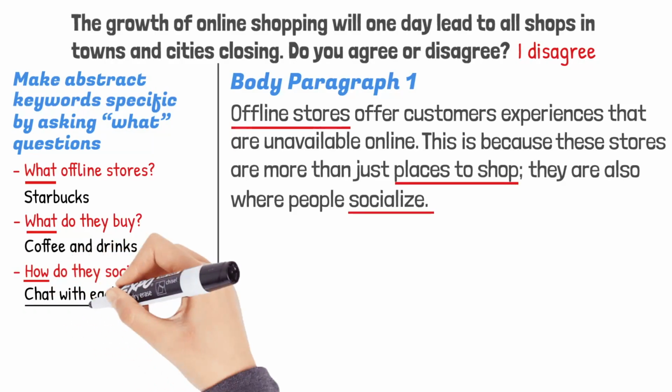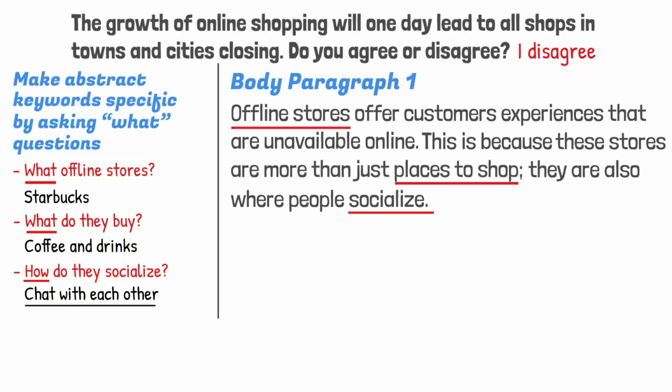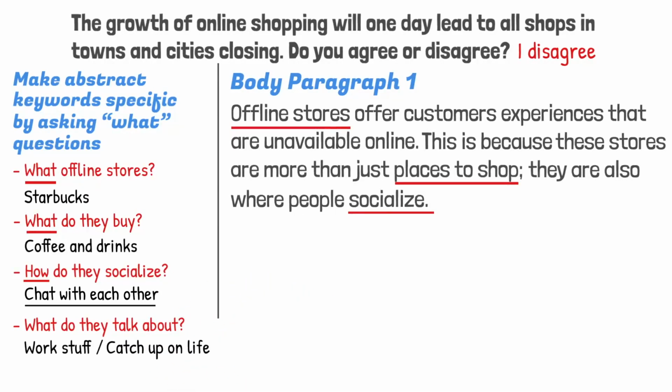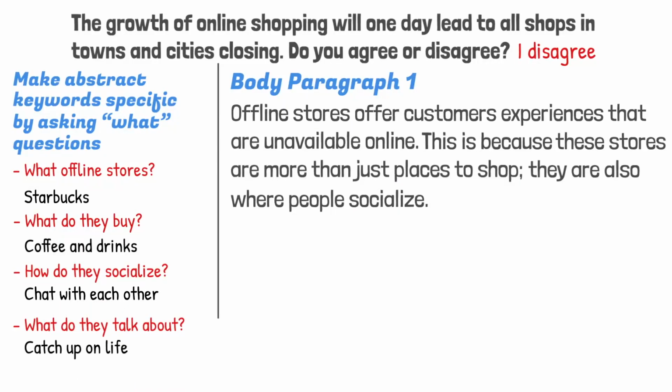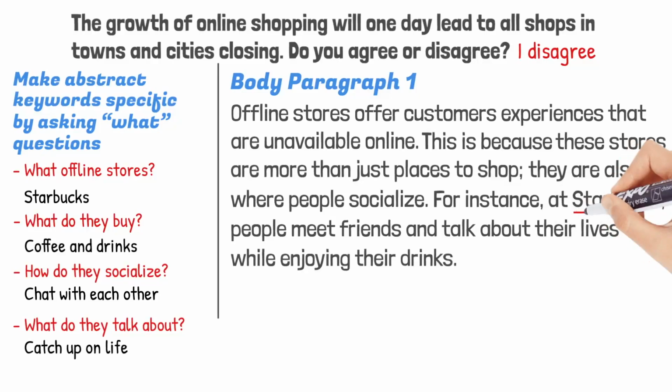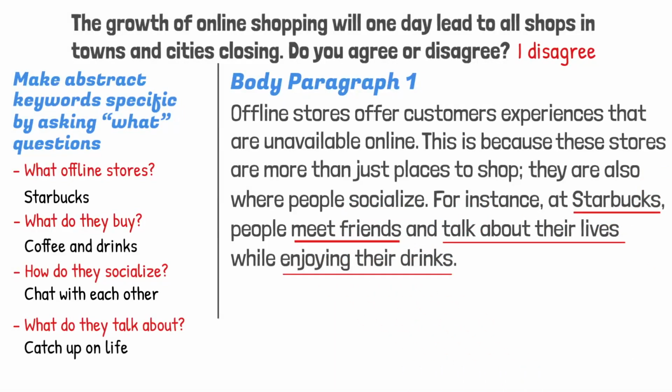We can also make this part more specific. What do they talk about? All sorts of things. They may meet there and talk about work stuff or catch up on life. But since the example should be about socialization, catching up on life would be better. Now we have 3 details. Let's write our example. For instance, at Starbucks, people meet friends and talk about their lives while enjoying their drinks. Look how detailed this example is.